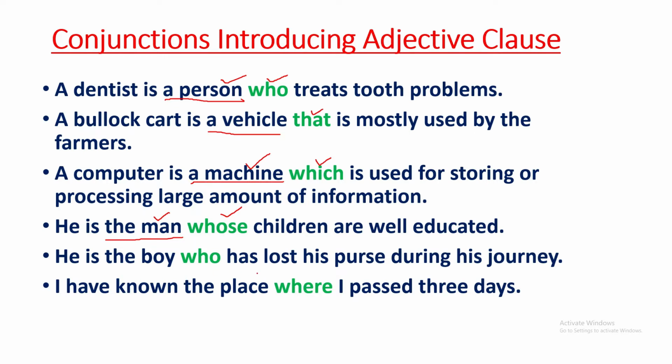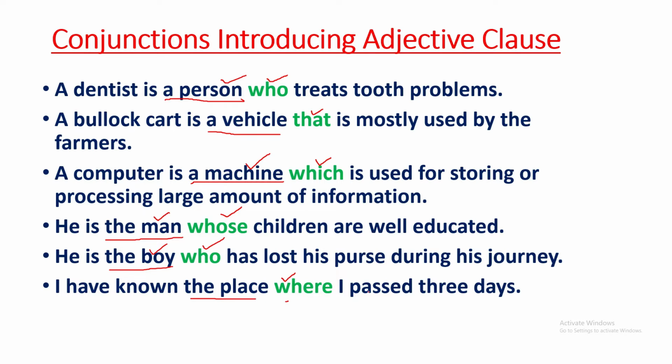He is the boy who has lost his purse during his journey. Who has lost his purse during the journey describes what? The boy, a noun. So this clause is an adjective clause or relative clause introduced by a subordinating conjunction. I have known the place where I passed 3 days. Where I passed 3 days is the clause that describes the noun, the place.